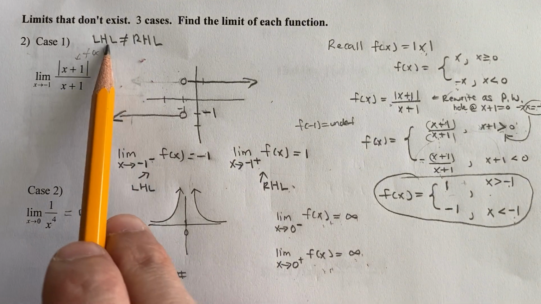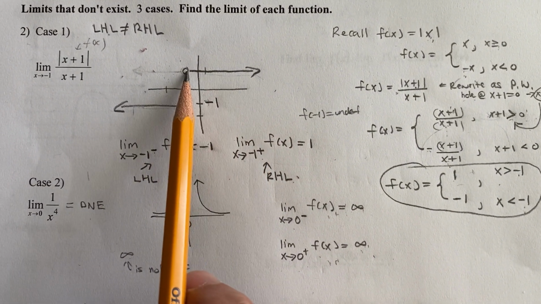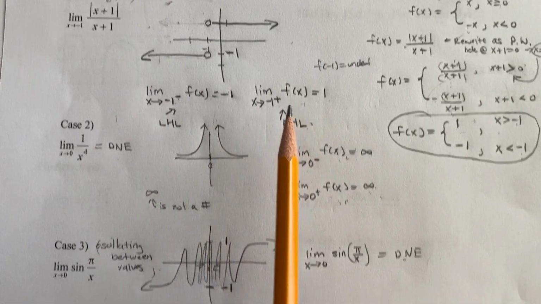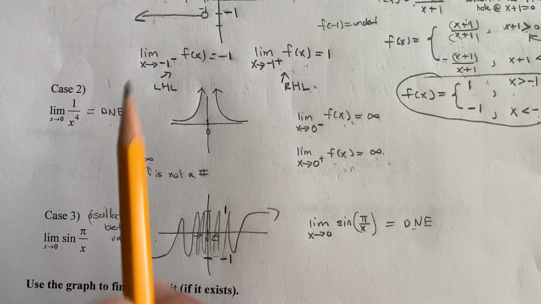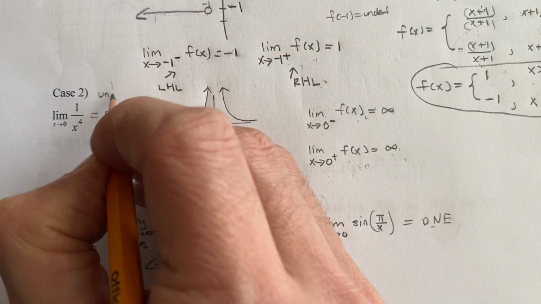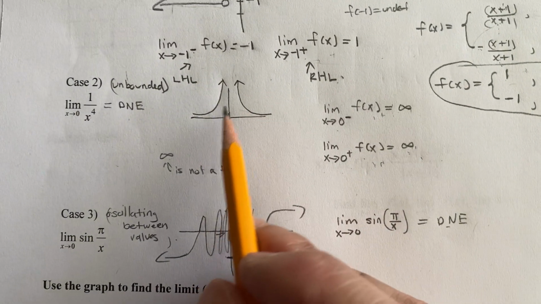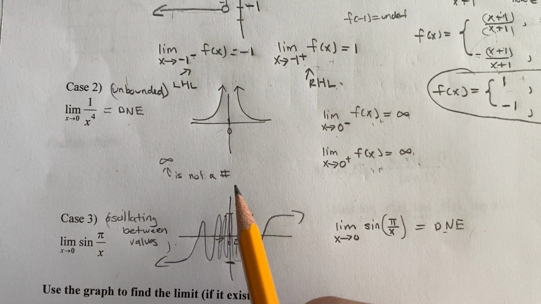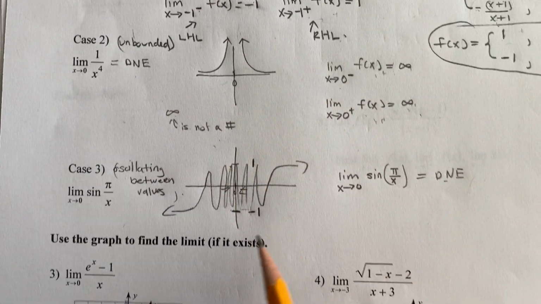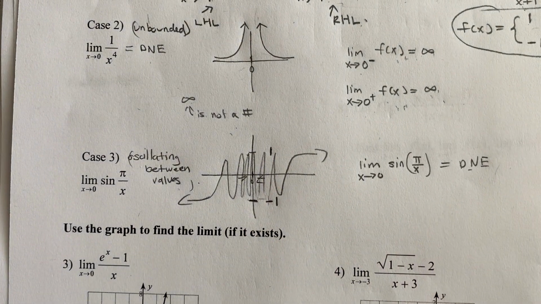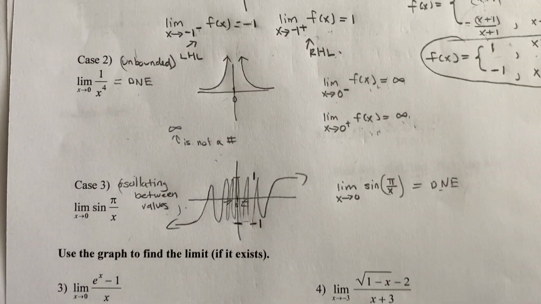So case number 1, when the left-hand limit and the right-hand limit don't agree, right? One guy's approaching negative 1, another guy's approaching positive 1. These two numbers aren't the same. Case number 2, they call this an unbounded function, right? It doesn't approach a specific number, and infinity is technically not a number. And case number 3 is when it's oscillating between a couple of values. Those are the instances when the limit does not exist.